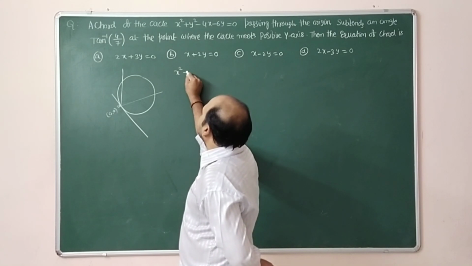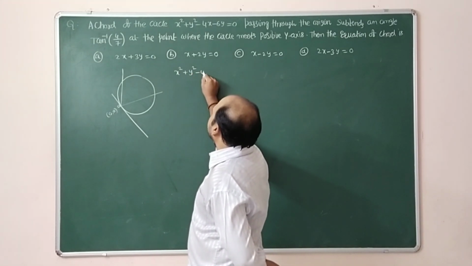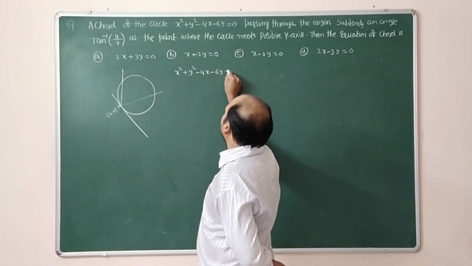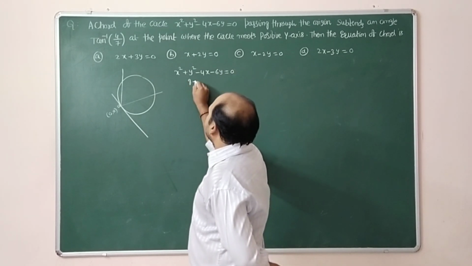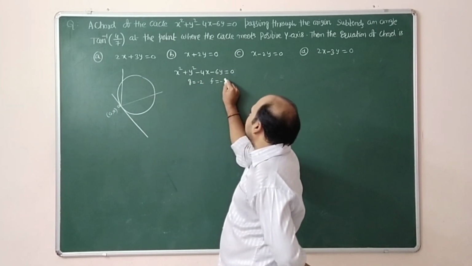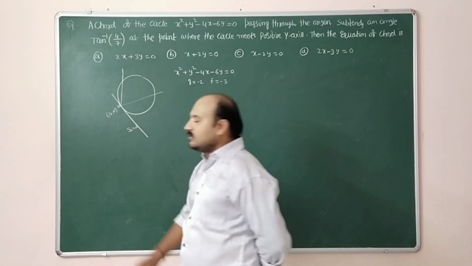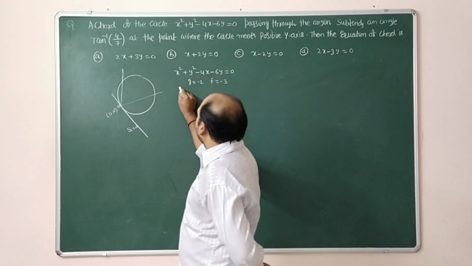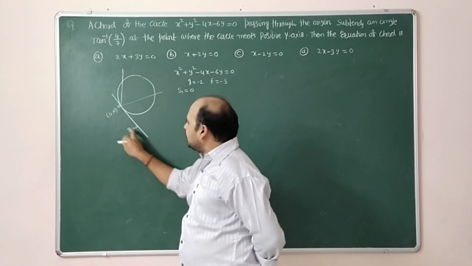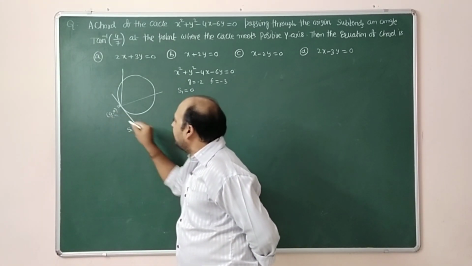What is the given equation of the circle? x square plus y square minus 4x minus 6y equal to 0. So g is equal to minus 2, f equal to minus 3. So first, calculate your tangent equation: S1 equal to 0, at what point? 0 comma 0. This is x1 y1.